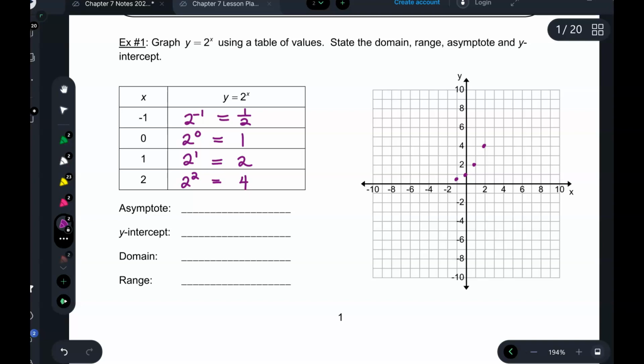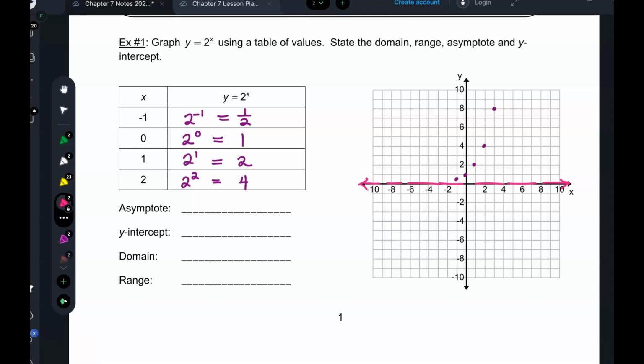Now, just graphing a few of these points, hopefully you can kind of see what's happening to the curve. We could plug in more numbers. What if I plugged in 3? What would 2 to the third power be? 8. If I plugged in 4, 2 to the fourth power, it would be 16, which would be off of our graph. But what do we want to make sure? It's curved, and we want to draw in the asymptote.